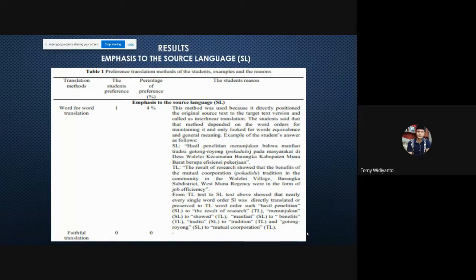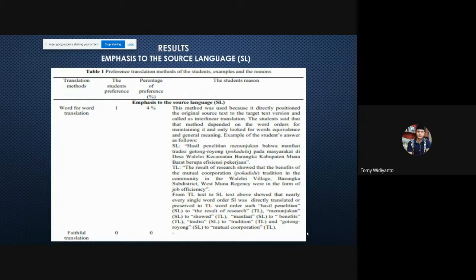So it can be said that the target language text and source language text above show that nearly every single word order of student one was directly translated or preserved in the target language word order. Such as hasil penelitian becomes the result of research, and then menunjukkan becomes showed. Then manfaat to benefits, tradisi to tradition, and gotong royong to mutual cooperation.